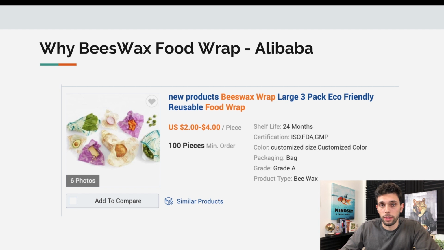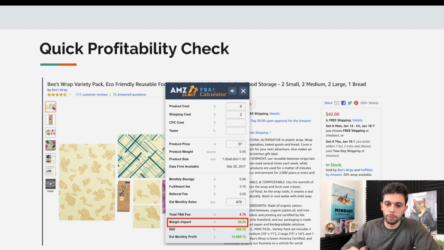I wanted to see what the profit margin was going to be. That's the next logical step. Everything looked great, but I need to see how much money there really is to be made here. So, quick profitability check: before I even contacted them, I wanted to see a quick, rough estimate.